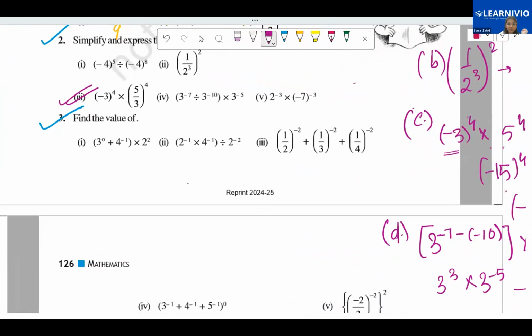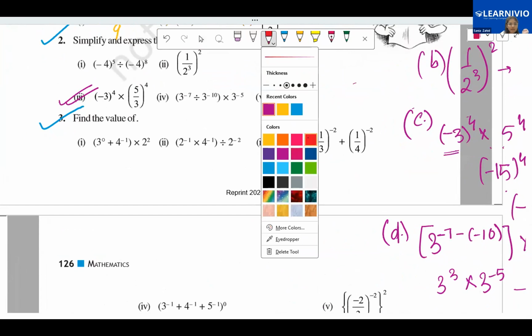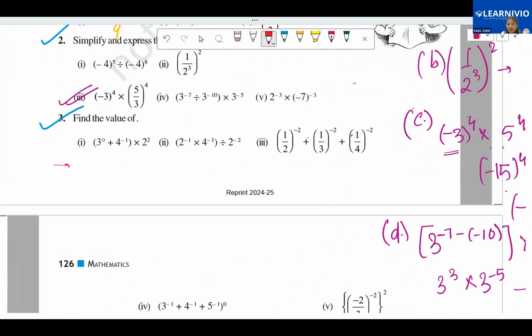So we have next one, find the value of the following. So how do you find the value of this? So it is 3 to the power 0. 3 to the power 0 means 1, plus 4 to the power minus 1 means 1 by 4, into 2 to the power 2 means 4. Okay. So 1 plus 1 by 4, what is it equal to? 5 by 4 into 4. 4 and 4 cancel, you get 5 as your answer.